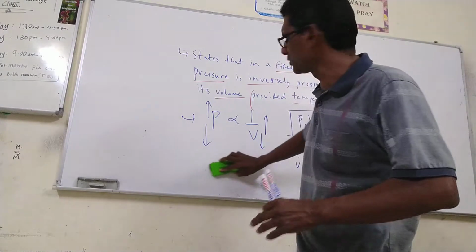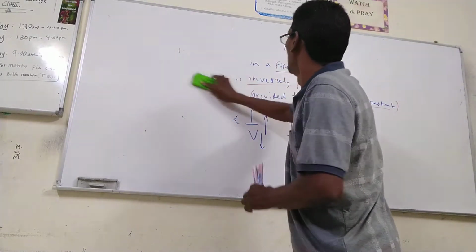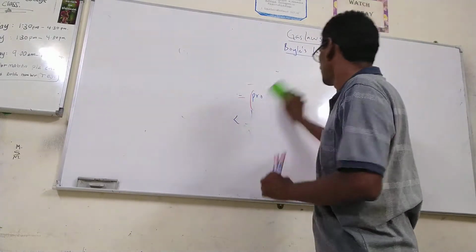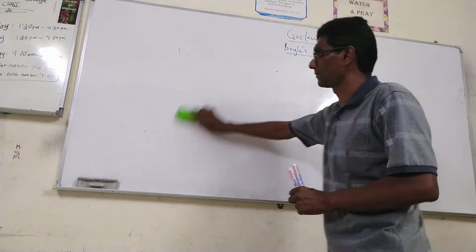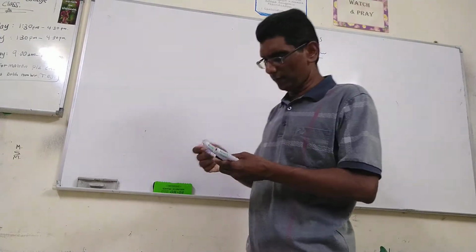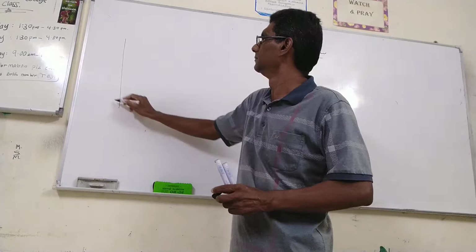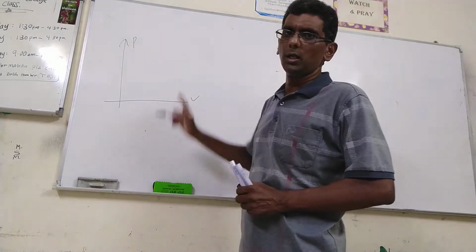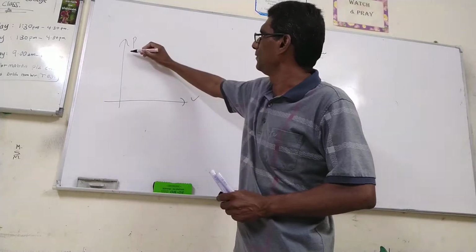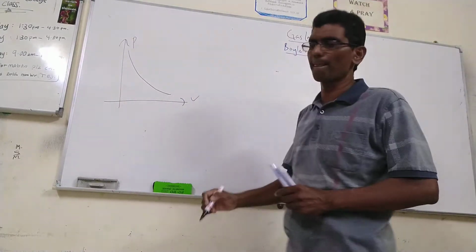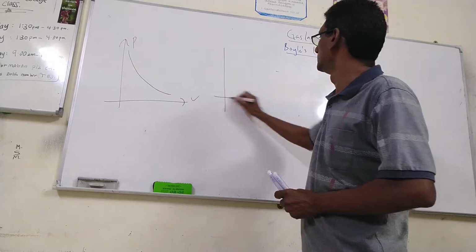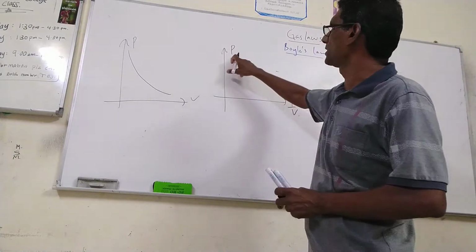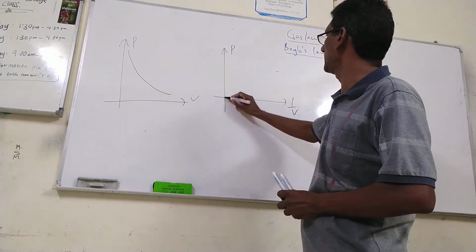There are four graphs you are supposed to know for Boyle's law. The first graph is pressure versus volume, which is inversely proportional, a graph like this. The next graph is pressure versus 1 over volume, which is a directly proportional graph.